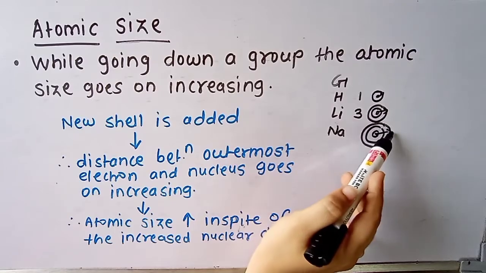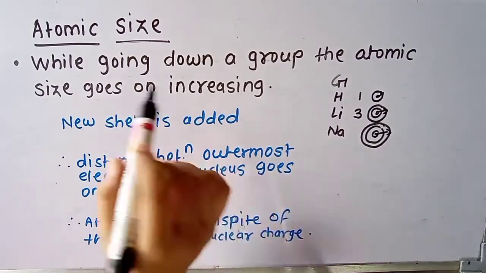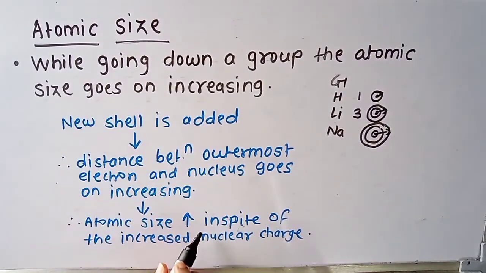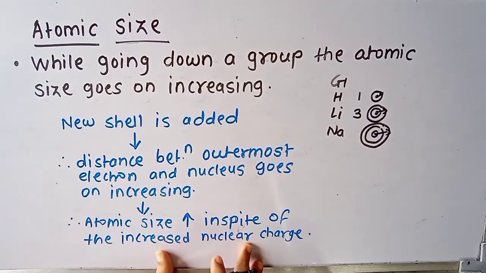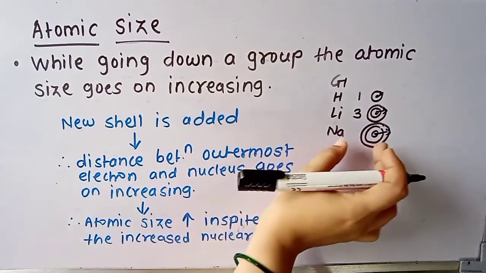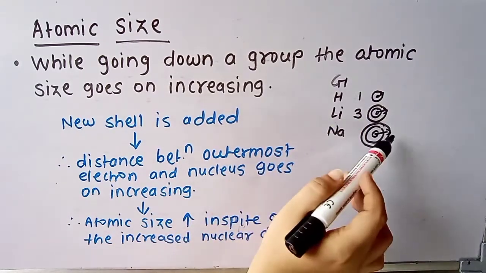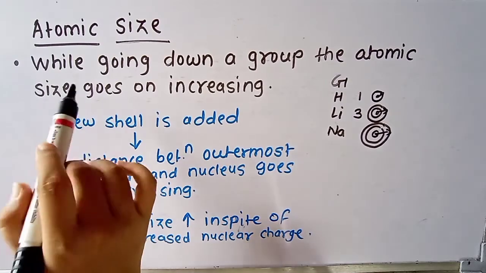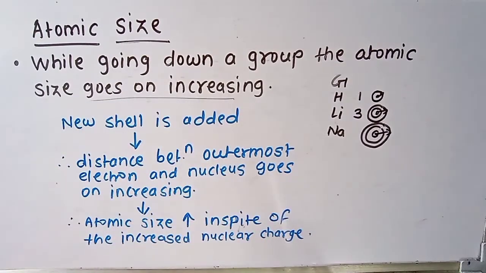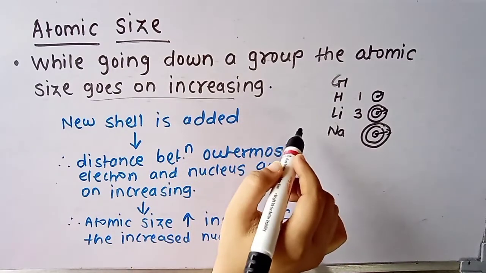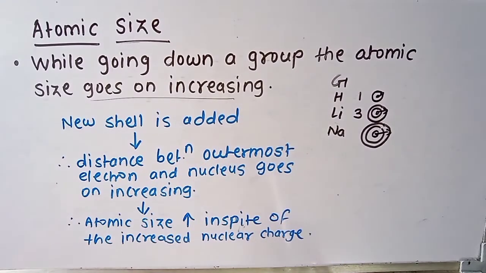So the distance increases, therefore the atomic size of an element is increasing in spite of the increased nuclear charge. So in this case, that increased nuclear charge will be negligible as compared to the distance between the nucleus and the outermost shell, yes or no? So the atomic size goes on increasing while going down a group. Is this clear to you? Okay.